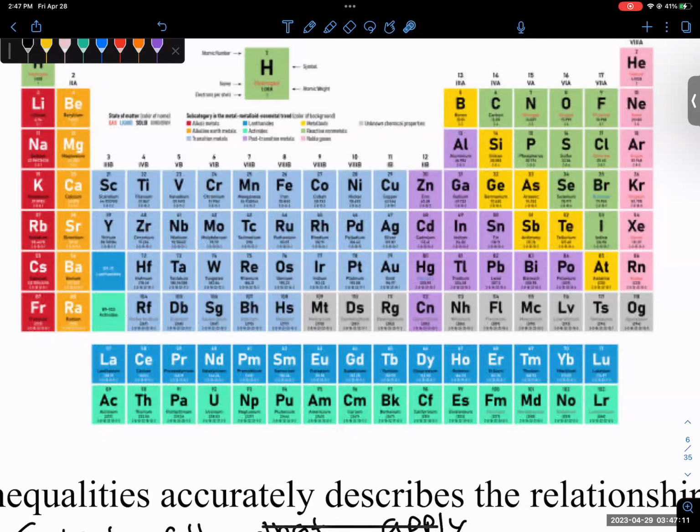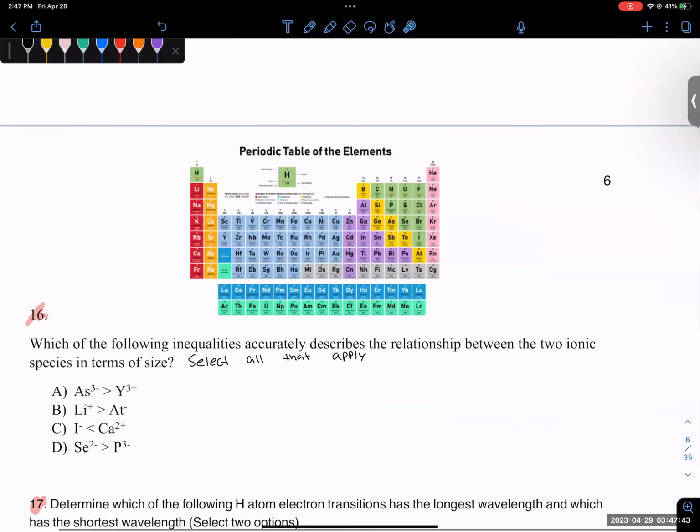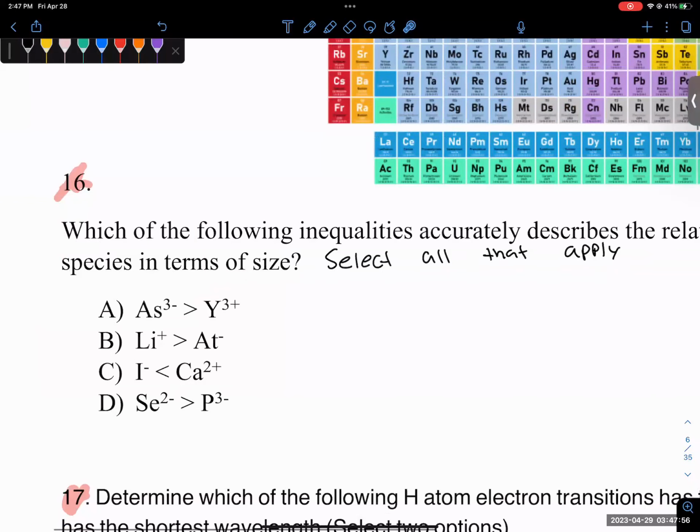Now, which one's going to be larger? The one that has the greater nuclear charge, aka more protons, or the one that has less protons? And typically, if there are isoelectronic species, as these 2 are, anions are gonna have a larger radius because you have more electron repulsion happening, right? Whereas when you're losing electrons, you're gonna have less electron repulsion, so it's gonna cause it to be smaller. So we would expect arsenic 3 minus to have a greater radius than yttrium 3 plus, right? Is that what this says? Yes. Okay, so that's an answer.